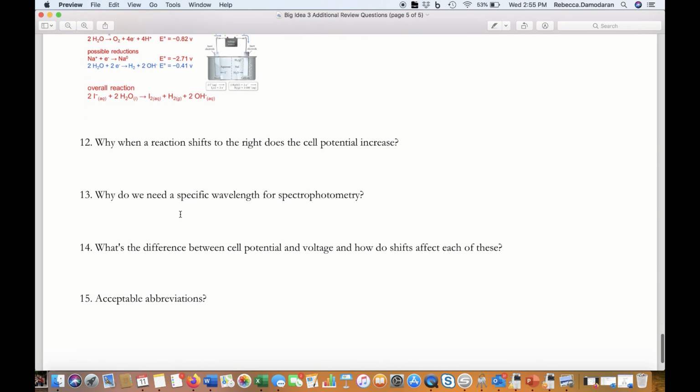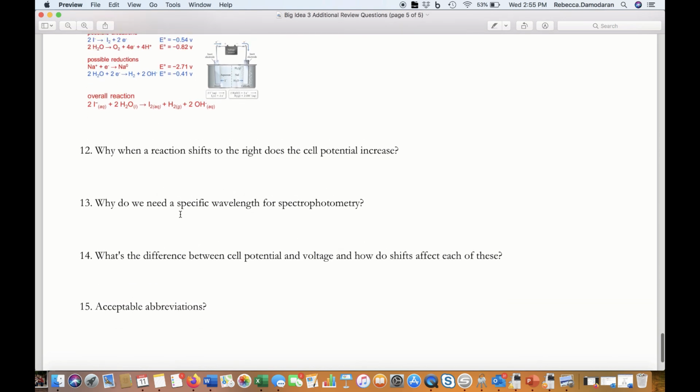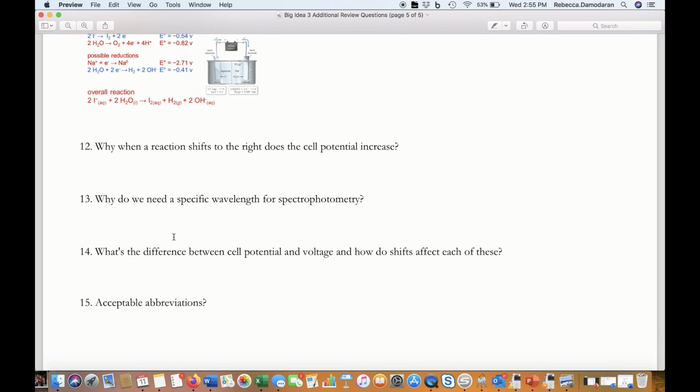Okay? Why, when a reaction shifts to the right, does cell potential increase? I feel like we've kind of addressed this at this point, right? By proceeding to the products, if your products are favored, meaning your reaction goes to completion, K is going to be greater than 1, delta G is going to be negative, and your cell potential is going to be even more positive ultimately. And so if you're shifting right, products are going to be favored, your cell potential is going to increase compared to if it weren't shifting right.